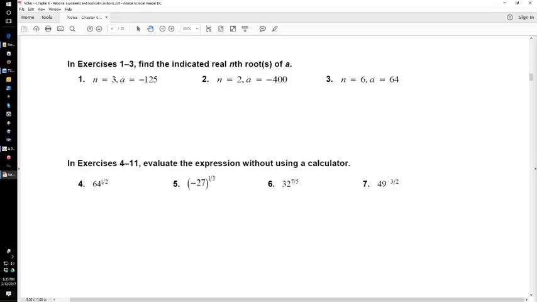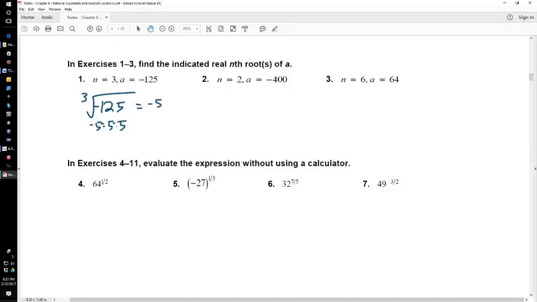So this is kind of like saying, if I have the third root of negative 125, what times itself 3 times gives that? Well, 125 is 5 times 5 times 5. But to get the negative, we make them all negative. Negative 5 times negative 5 is positive 25, times a negative 5 is a negative 125. So the third root of that is negative 5. Exercises 2 and 3 work exactly the same way. Go ahead, pause it, see if you can do them. But otherwise, we're going to keep on going.